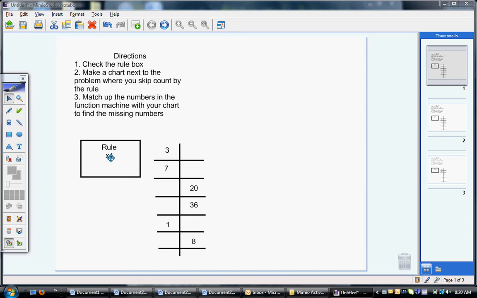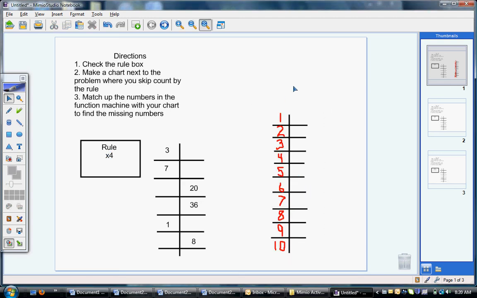That means I'm going to be getting bigger because multiplying is like adding in that you get bigger. So as I go from the in to the out, I'm going to be getting bigger because if I multiply by 4, it's going to be getting larger. The next step is to make a chart next to the problem where I skip count by the rule. So I'm going to be skip counting by 4. This is what my chart would look like.